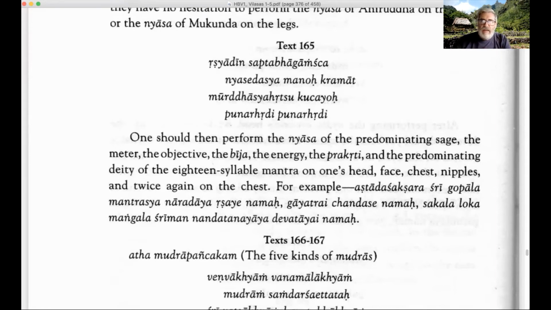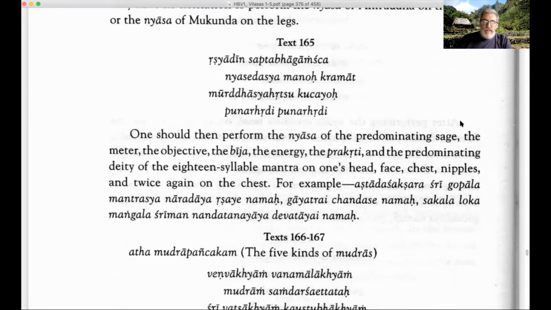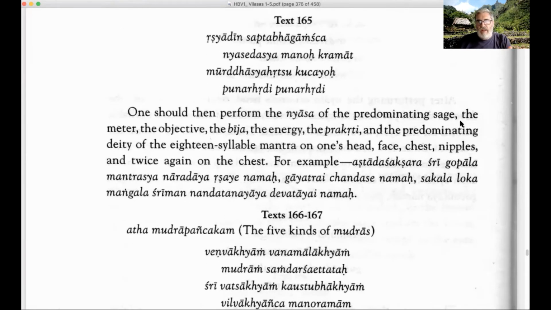Okay, so text 165 mentions that one should perform the nyasa of the predominating sage, the objective, which is the rishi, the chanda, and the viniyoga, the bija, the seed, the shakti, the energy, the prakriti, the nature, the predominating deity of the 18-syllable mantra on one's head, face, chest, nipples, and twice again on the chest. For example, Astadasaksharam Sri Gopala Mantrasya Narada Rishaye Namaha, Gayatri Chandase Namaha, Sakala Loka Mangala Shriman Nandatanayaya Devataye Namaha. Right, so there are some examples.